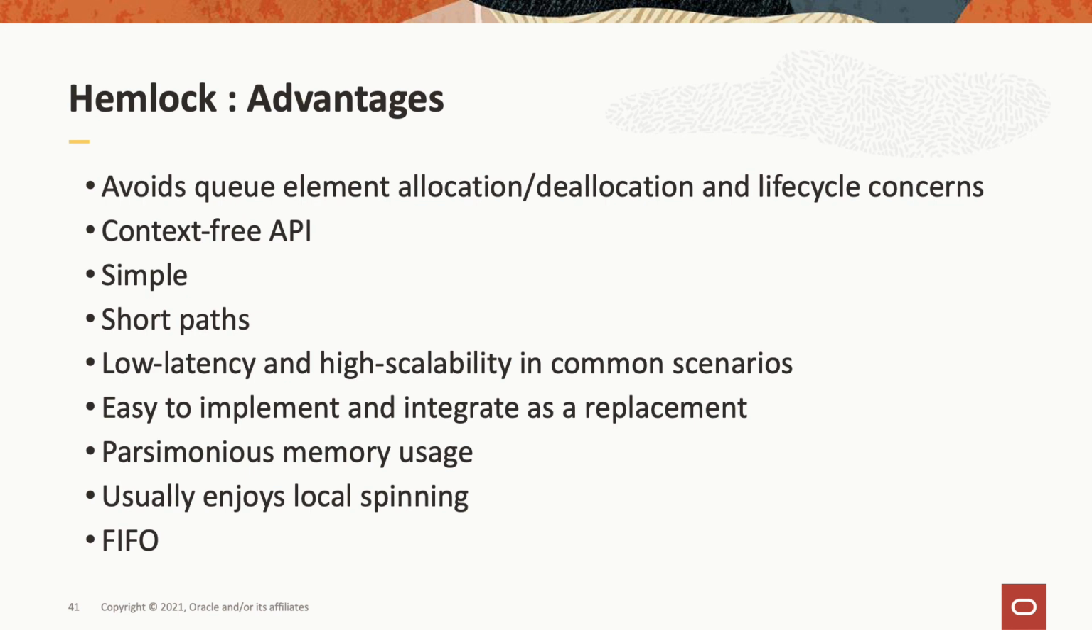Hemlock has low latency and high scalability in common scenarios. It's easy to implement and integrate as a replacement for other locks. It has extremely parsimonious memory usage. It usually enjoys local spinning, absent multi-waiting, and like MCS and CLH, it's FIFO.